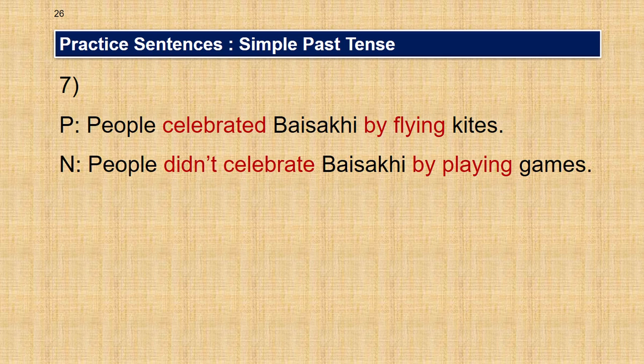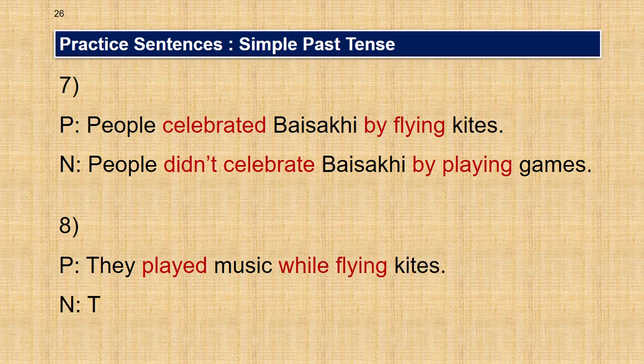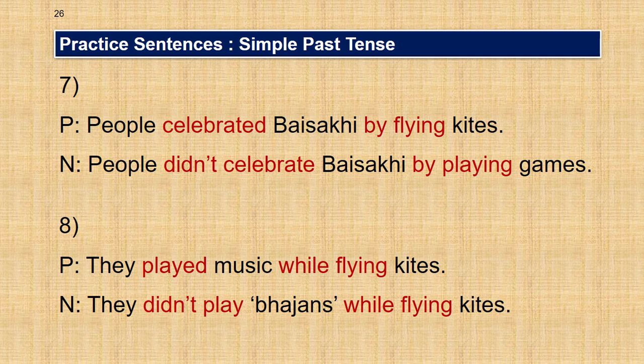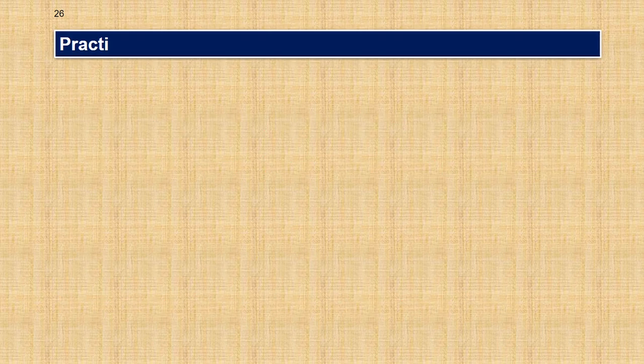We have the seventh sentence here. People celebrated Baisakhi by flying kites. People did not celebrate Baisakhi by playing games. Another sentence: they played music while flying kites. They did not play bhajans while flying kites. So all these sentences tell you how to add variety, using while and by. All these double verb sentences, numbers 5, 6, you saw them as double verb sentences. Let's move on to the next screen, guys.